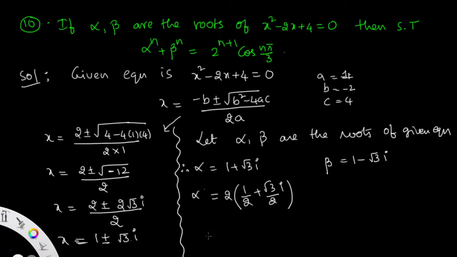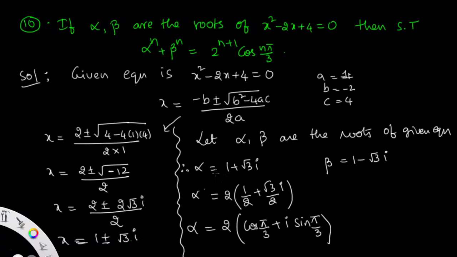So alpha equal to 2 into, now written in terms of cos, cos pi by 3 plus i sin pi by 3. This is the value for cos theta and sin theta. Write any complex number in modulus amplitude form: 2 into 1 by 2 plus root 3 by 2 into i, that is 2 into cos pi by 3 plus i sin pi by 3. So that is the value.